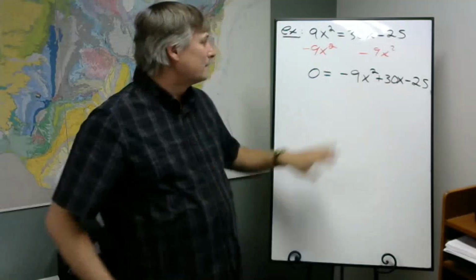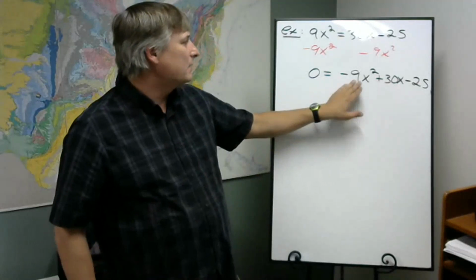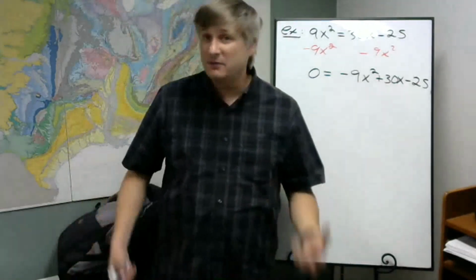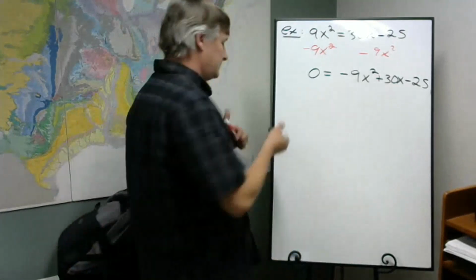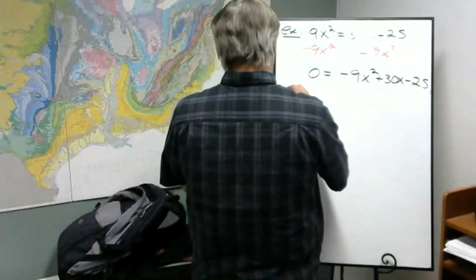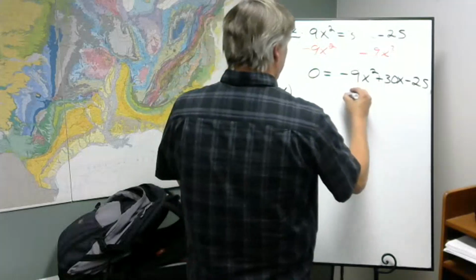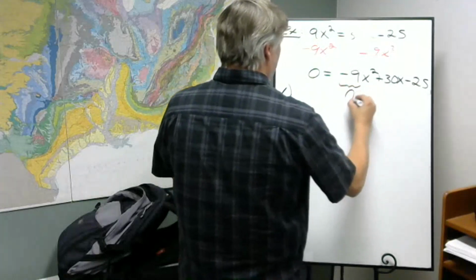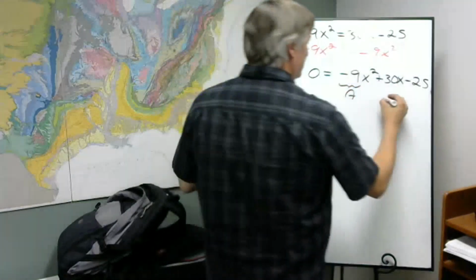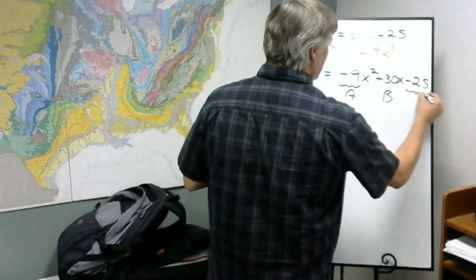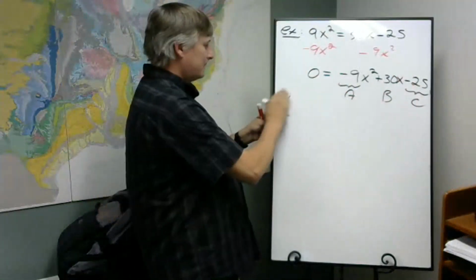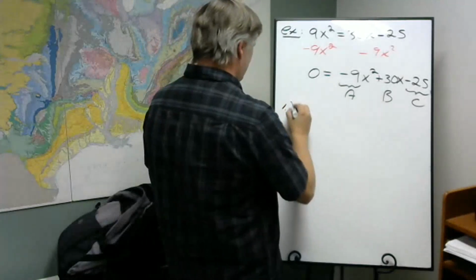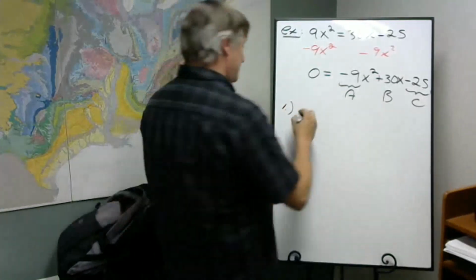Now again, we have a number in front of the x squared that's not the invisible 1. So we've got to use the AC method. So we have our A, including the sign, B, and then C, including the sign. So A times C.